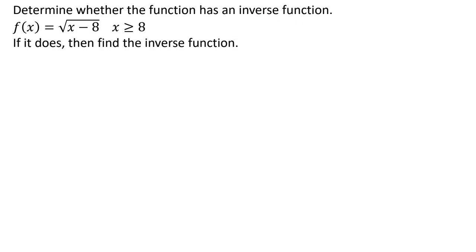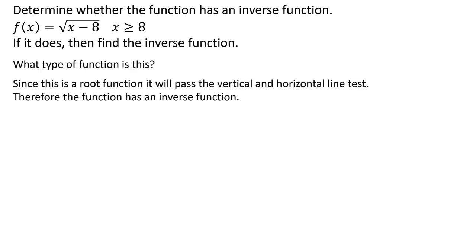All right, so let's look at this problem. Determine whether the function has an inverse. So if it does, then find the inverse. So let's see here. So first of all, it helps to know what type of function it is to see if it has an inverse or not. So we see that this function has a square root. We're evaluating the square root of x minus 8. So this is a square root function, right? Or a root function. So this function will pass the vertical and horizontal line test.